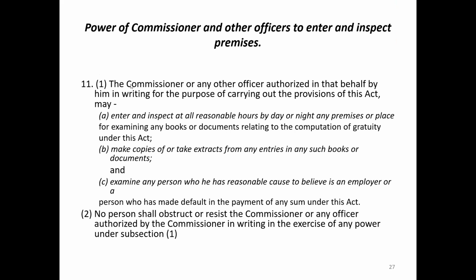Okay. What it says: the commissioner or any other officer authorized in that behalf by him in writing, for the purpose of carrying out the provisions of this act, may enter and inspect at all reasonable hours by day or night any premises or place for examining any books or documents, make copies, and examine any person whom he has reasonable cause to believe is an employer or a person who has made default in the payment of any sum under this act.